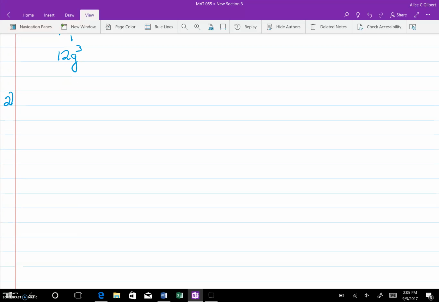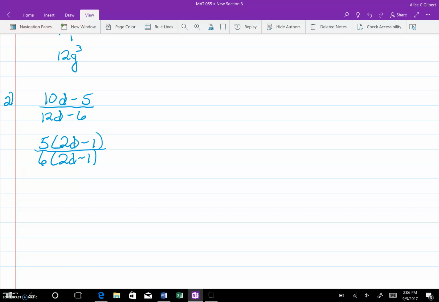Okay, let's do some more examples. 10d minus 5 over 12d minus 6. Well, first thing I need to do before I can do anything is factor. So let's look at the numerator. Rule number 1, are there any greatest common factors? Well, there are, and that leaves me with 5 times 2d minus 1. Let's look at the denominator. Any greatest common factors? Yep, that leaves me with 6 times 2d minus 1.